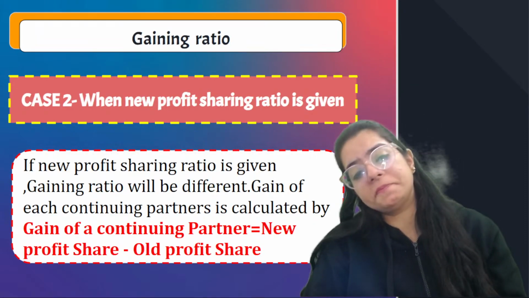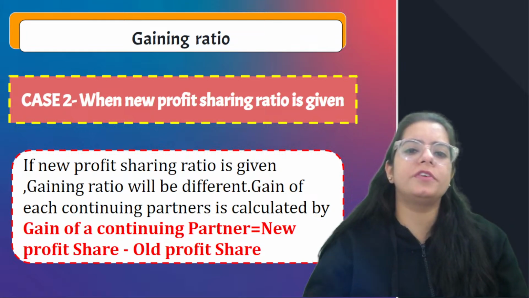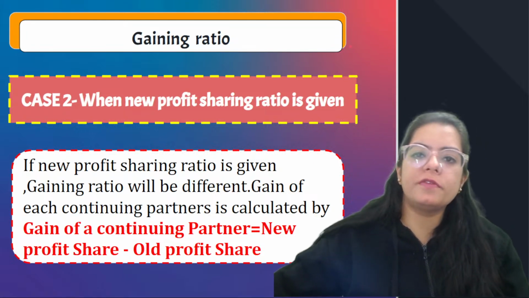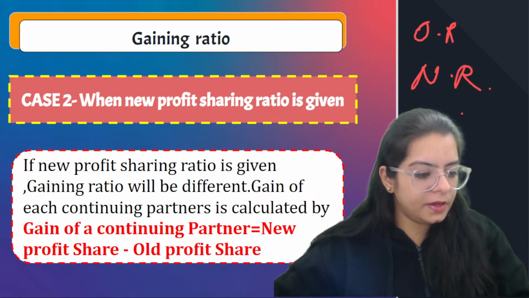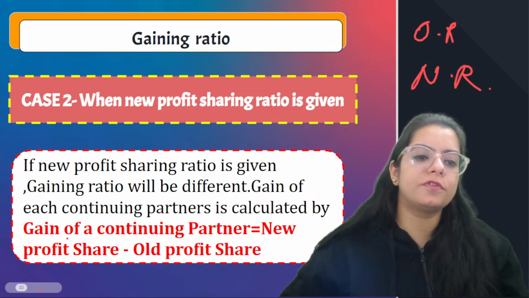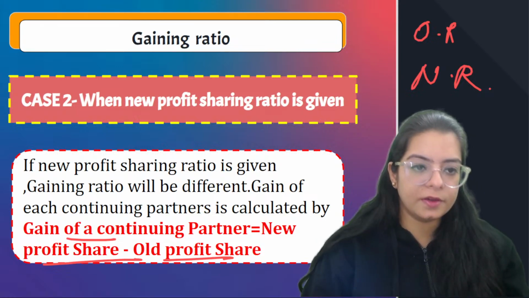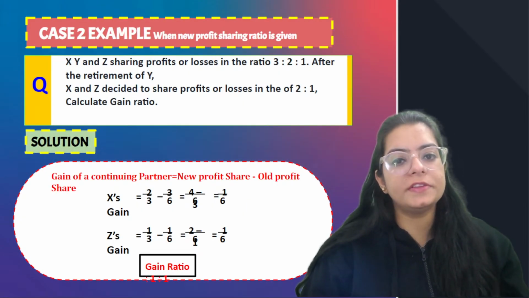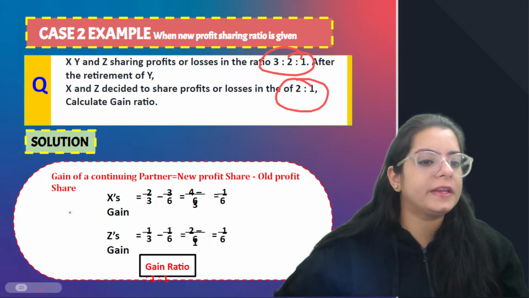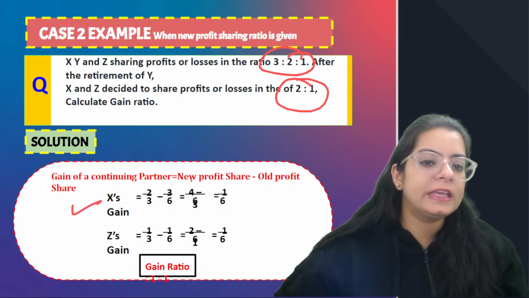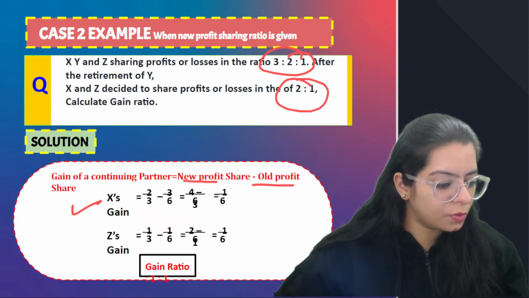Next part, when the new profit sharing ratio is given. If you have been given the new profit sharing ratio and the old ratio, then use the formula of gain. Easy peasy. So you can see that if the old ratio and new ratio are given, then we can directly use the formula for gain. Gain is equal to new ratio minus old ratio.